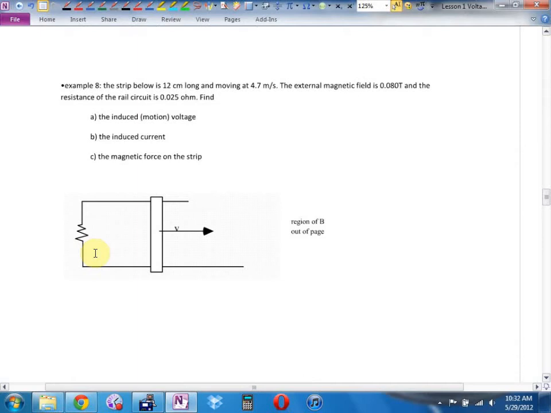Next page. Example 8. The strip below is 12 centimeters long and is moving at 4.7 meters per second. The external magnetic field is 0.08 teslas, and the resistance of the rail circuit is 0.025 ohms. You know what? Let's label this here: 0.025 ohms. What's the first thing they want me to find here, Sean?